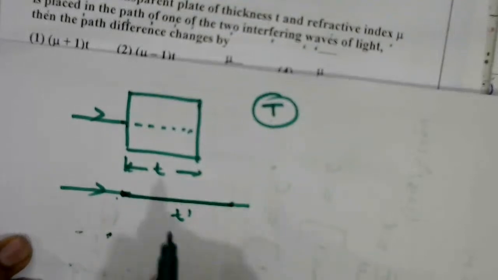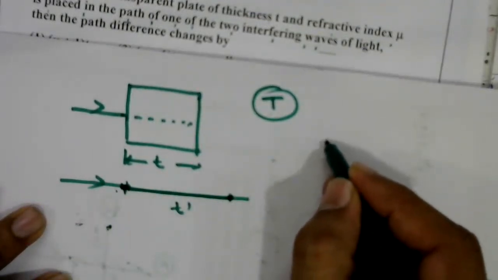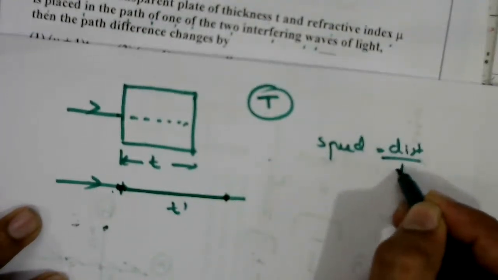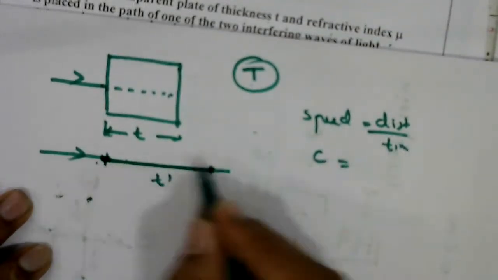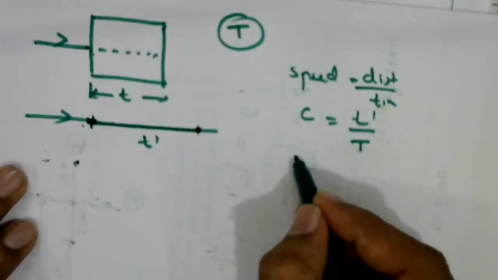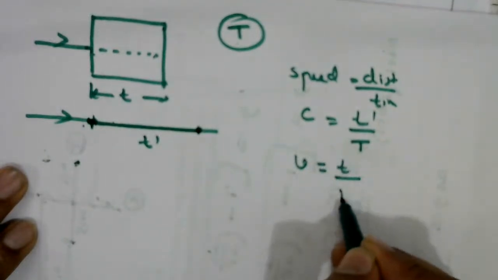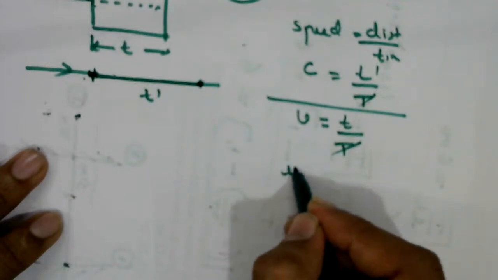How much distance will I cover here? That is T dash, the distance from here to here. That T dash we are going to find. We know that speed is equal to distance upon time. Speed outside is C, distance is T dash, time is capital T. Inside the glass medium, speed is V, distance is T, same time. Divide both, T gets cancelled.